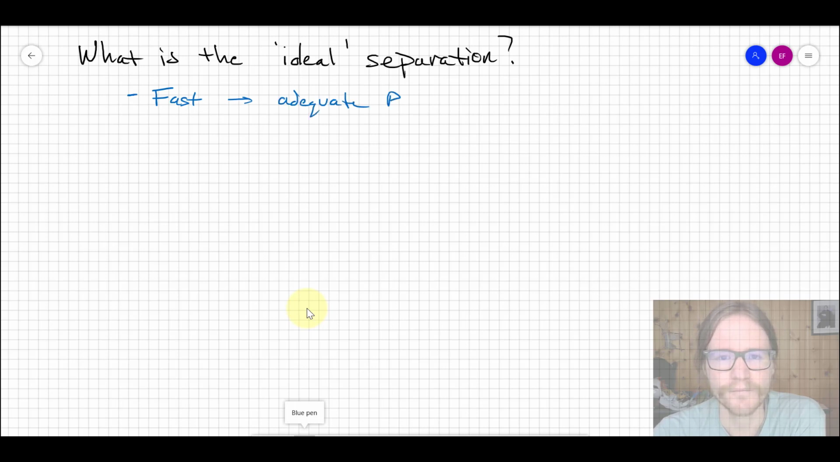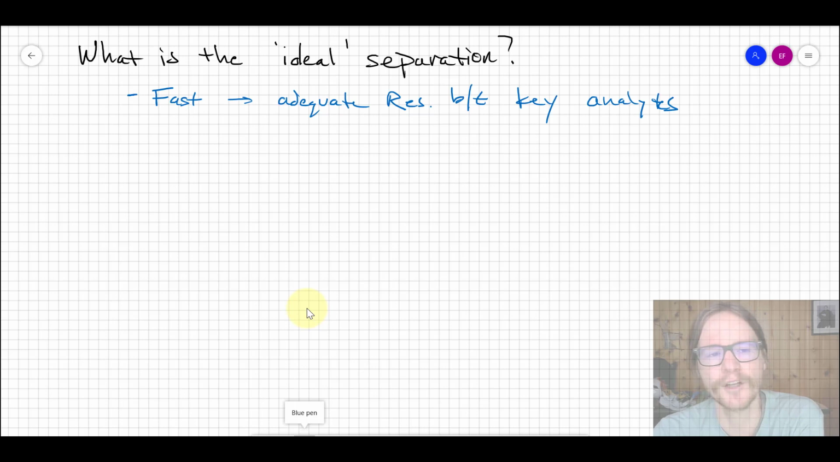resolution between your key analytes, whatever you're measuring. But you don't need to be overkill, right? You don't need to go overkill in either direction in terms of the speed or resolution. You just need it to be good enough for the methodology that you need in place.